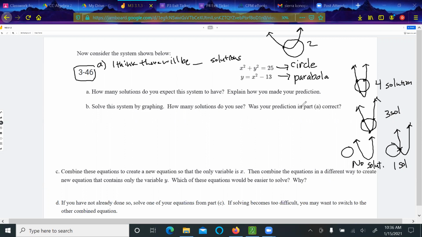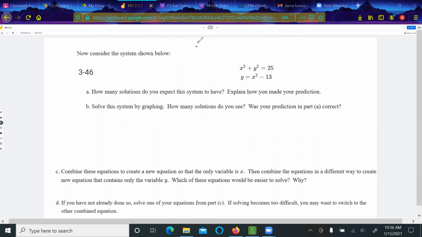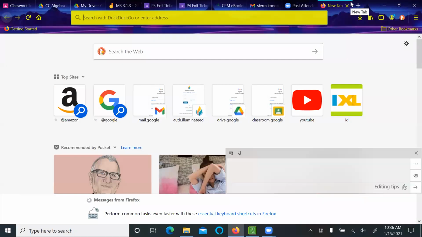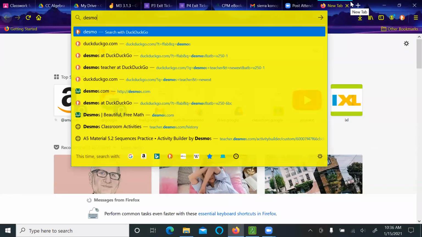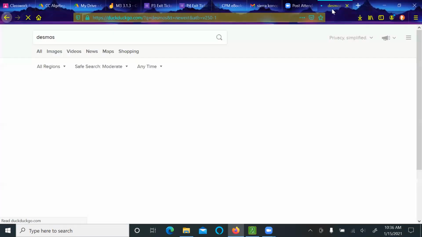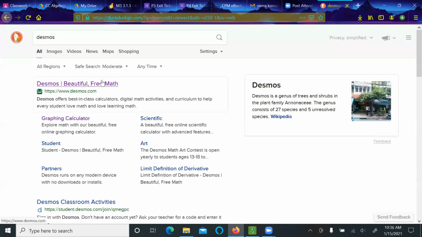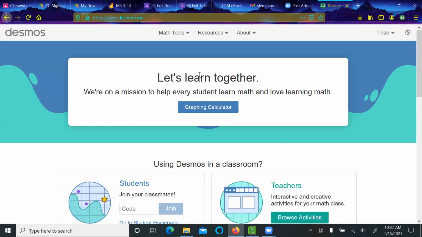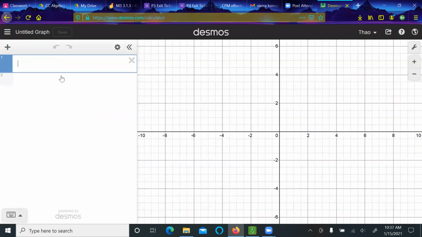So what we need to do is I need to erase this, okay? Is it okay if I erase this? Maybe I don't need to. Yeah, I do need to. Okay, why do I need to erase this? Because I need to go to Desmos, and I had Desmos open, but I accidentally closed it. So let's go to desmos.com. To solve it by graphing, we need to use Desmos, especially for the circle. That one's harder to graph on your graphing calculator, but in Desmos we can just type it in.